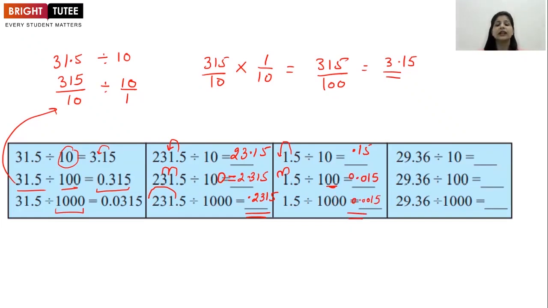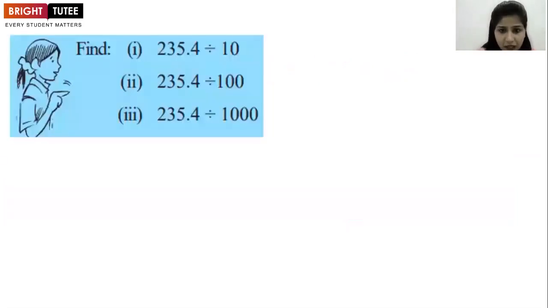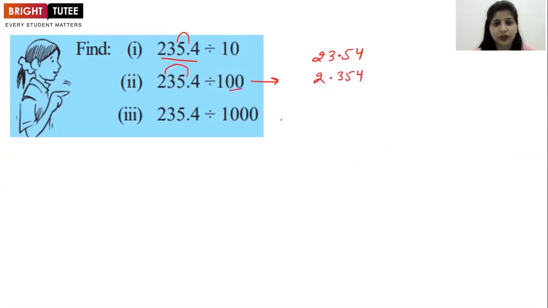Clear? So what we are doing in division is shifting the decimal towards the left side by the number of places equal to the number of zeros we are dividing by. Shall we do this? 235.4 is divided by 10. The decimal will shift here, 23.54. The next one, again 100, will shift here, 2.354. The third one, can you think of it? There are 3 zeros. Shift by 3 places towards the left, 0.2354. You can also mention a 0 here. Clear?